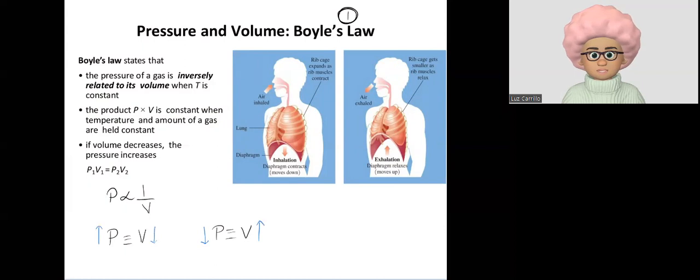Gas laws have a particular equation that can be utilized in order to do calculations. And we can observe that specifically for Boyle's law, the equation for this gas law is the following.